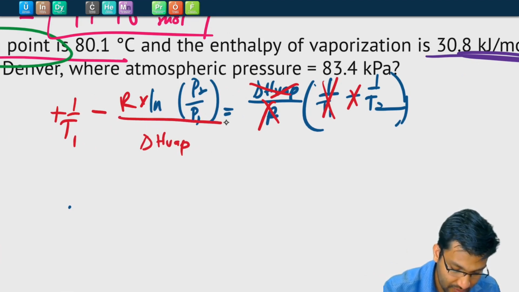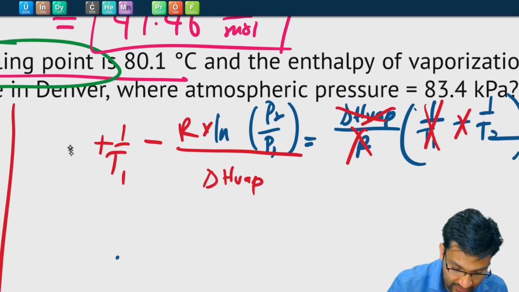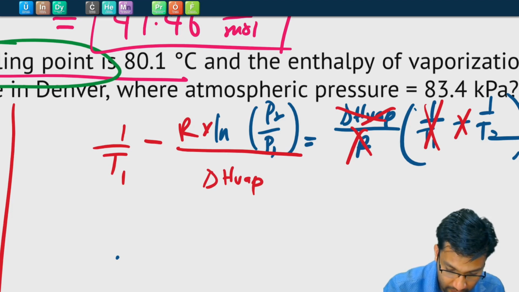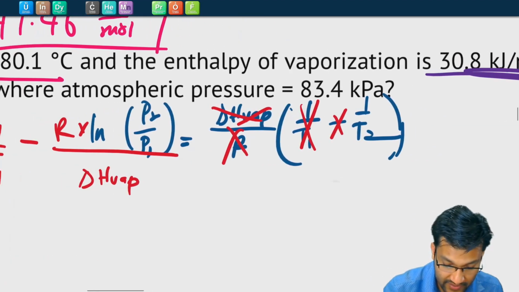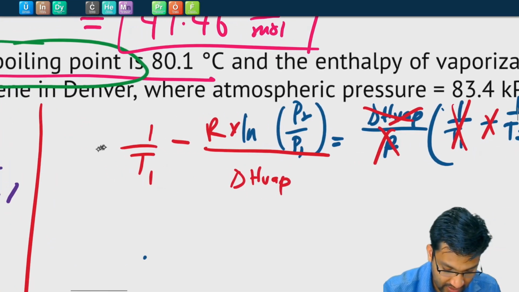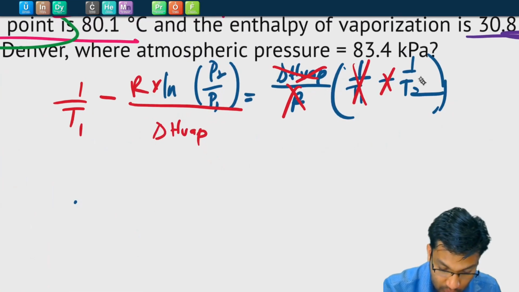Again, if you're not sure what I'm doing, just slow it down a little bit. You'll see what I just did. I basically had a negative 1 over T2 over here. And so to make it positive, I multiply everything by minus 1. So the minus sign here became positive, the positive sign here became negative. And then it's 1 over T2.